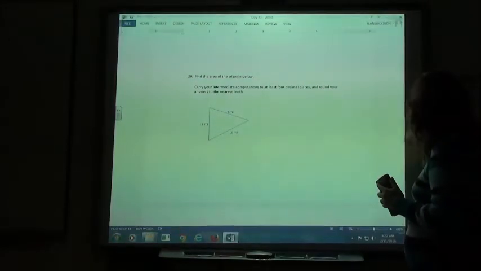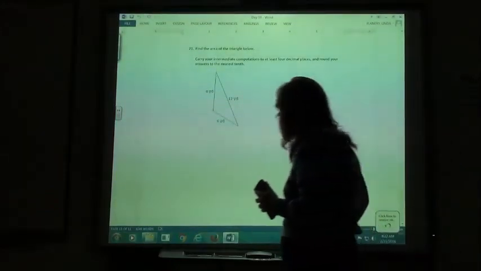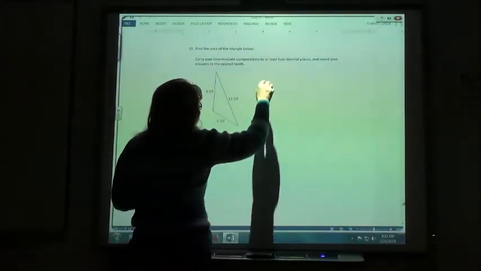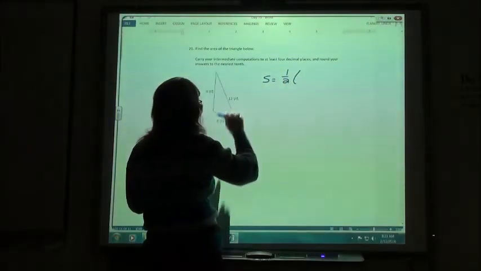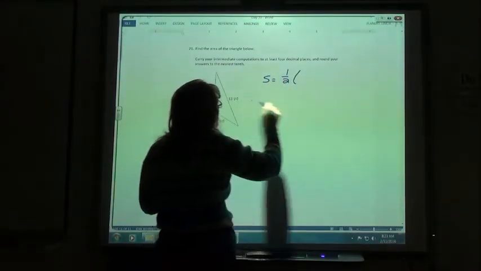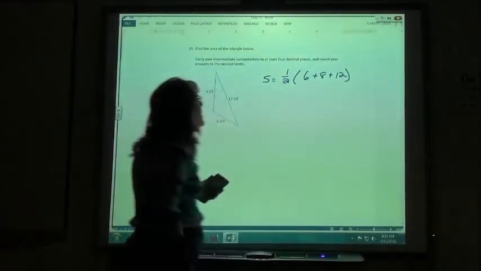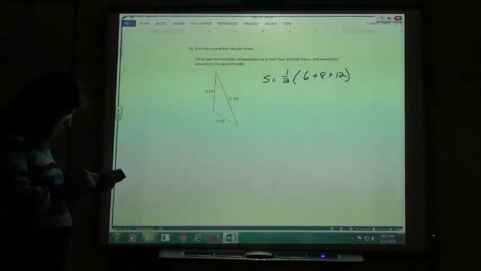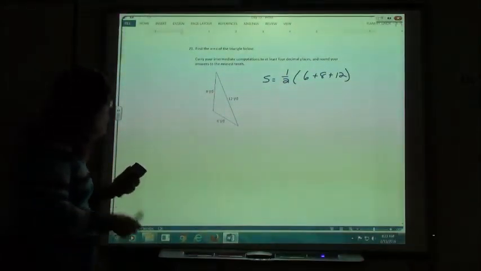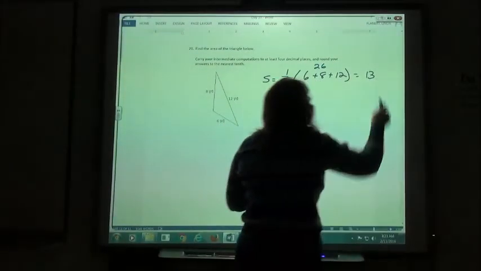And the last one, again, finding the area of my triangle when I have side, side, side. First finding my semi-perimeter, half of 6 plus 8 plus 12. I'm going to do it in order, not that it matters, just so you have all three of them. So 6 plus 8 plus 12 would give me 26. Half of 26 would be 13.